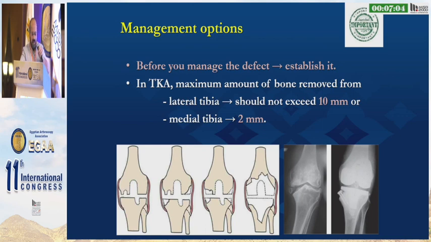This is important. As we see from the picture of AORI classification, you establish your classification after you have done the bone cut. Why? Because if you have something like this, you don't go low like this and say, I have no defect. No, you have a limit. Your limit is 10 millimeters from the lateral tibia or 2 millimeters from the medial tibia. After your cut, you can classify your defect.